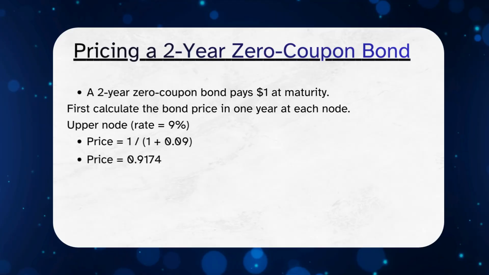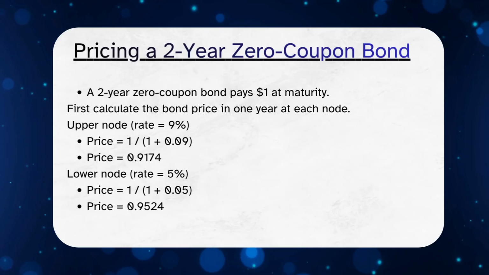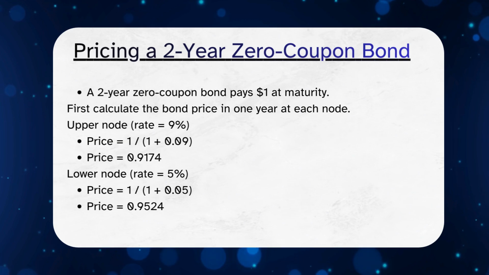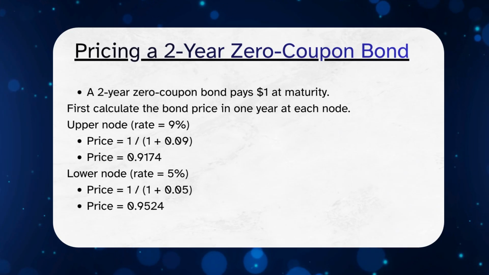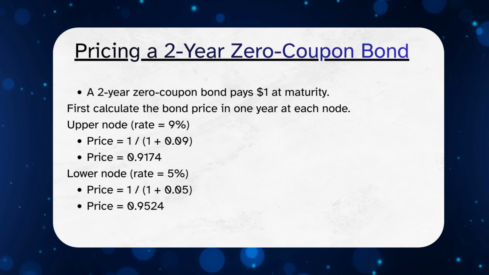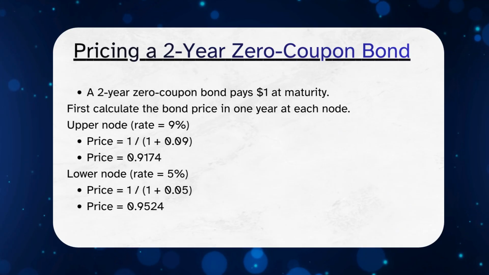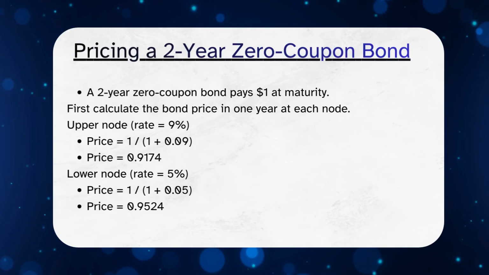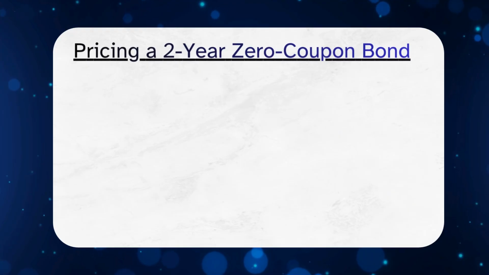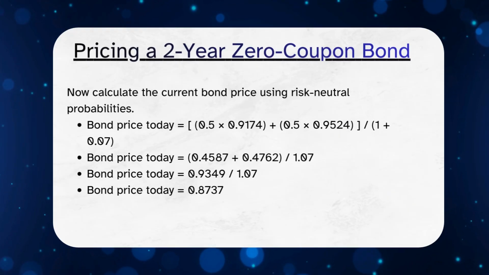Next, let's price a 2-year zero coupon bond using the tree. A 2-year zero coupon bond pays $1 at maturity. First, we calculate the bond price at the 1-year nodes. At the upper node, where the rate is 9%, the price is 1 divided by 1 plus 0.09, which equals 0.9174. At the lower node, where the rate is 5%, the price is 1 divided by 1 plus 0.05, which equals 0.9524. Now we move backward to calculate the bond price today. The price today is 0.8737.